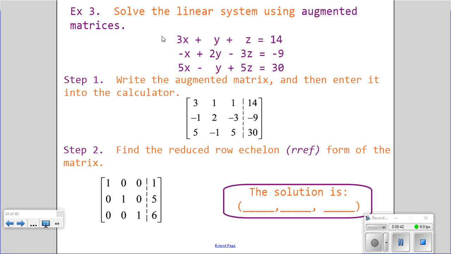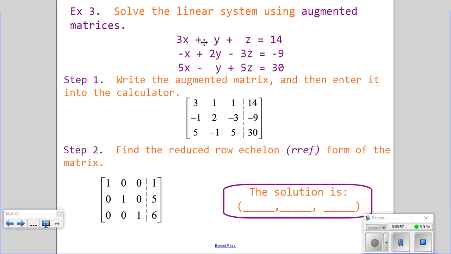So we could do the same thing with any size system. On this linear system here, it's a 3 variable linear system, and it's a 3 equation linear system. So we've got to solve for x, y, and z.